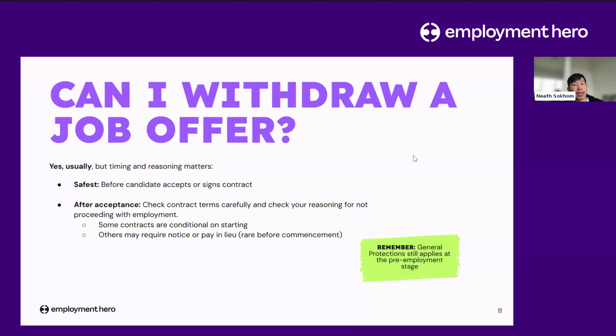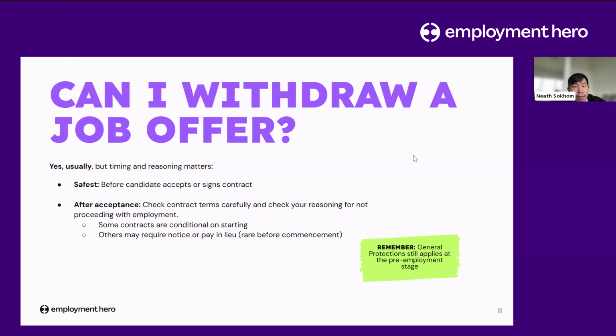So in this particular part of the webinar, I'm going to unpack the ins and outs of withdrawing a job offer. So when you can do it, how to do it in a way that creates the least amount of risk to your business, and what the potential consequences might be if you handle it in the wrong way, essentially.